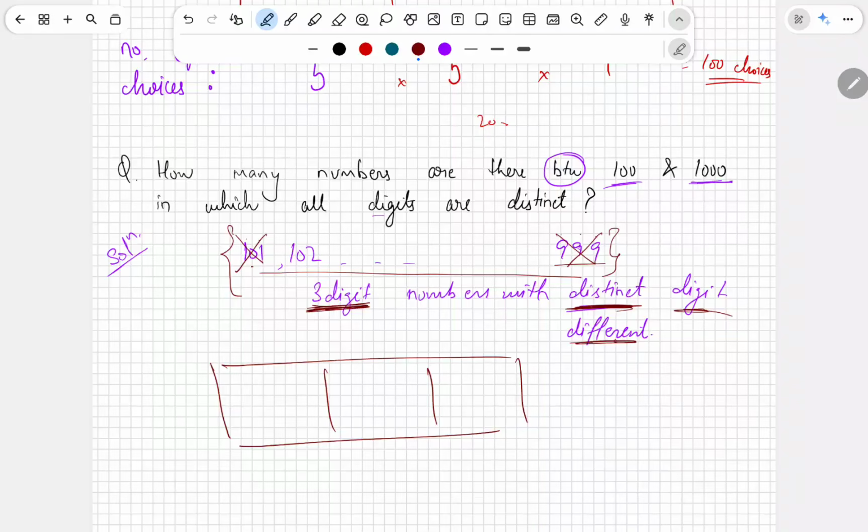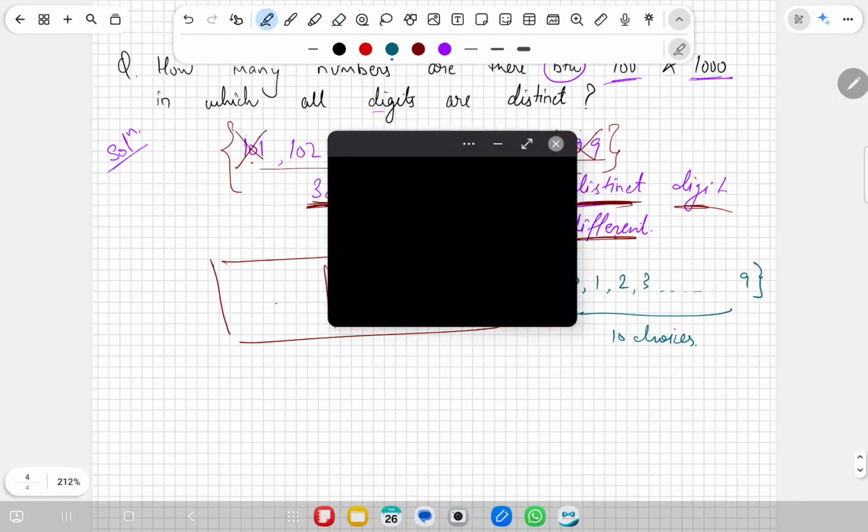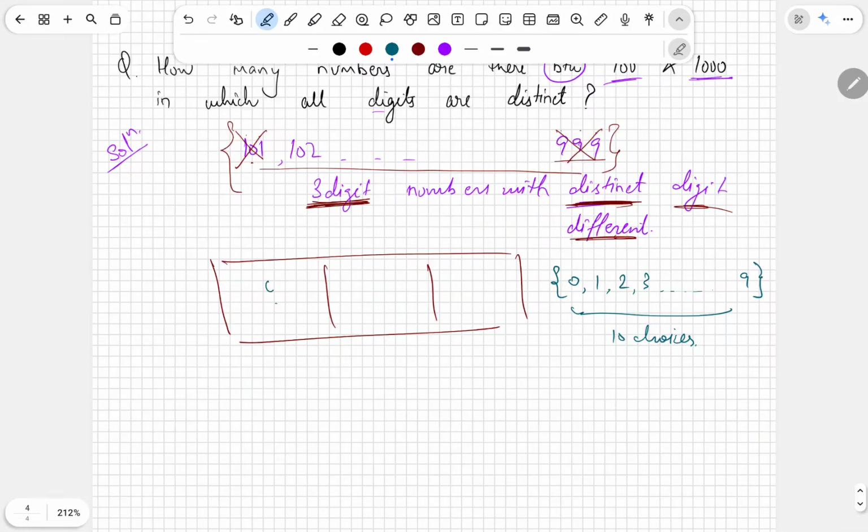Now all the digits are distinct. So let's talk about the total sample space. Total sample space is 0, 1, 2, 3, 4, 5, 6, 7, 8, 9. Total I have 10 choices. At the first place, can I put 0? No, I cannot put 0, because if I put 0, it will become a 2-digit number. So apart from 0, I have only 9 choices.